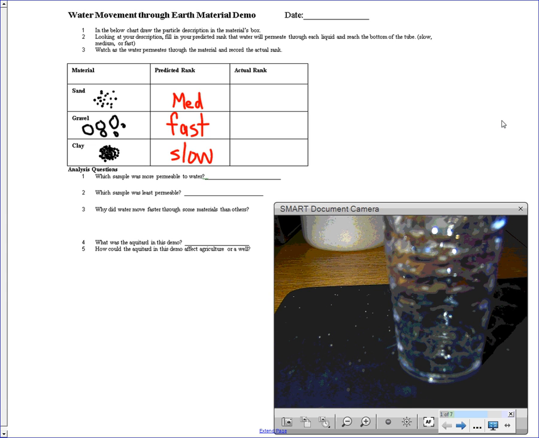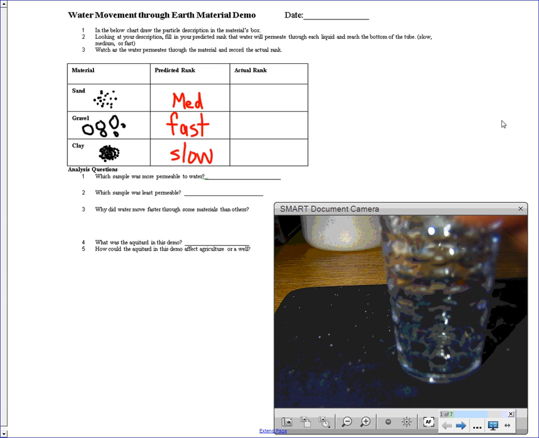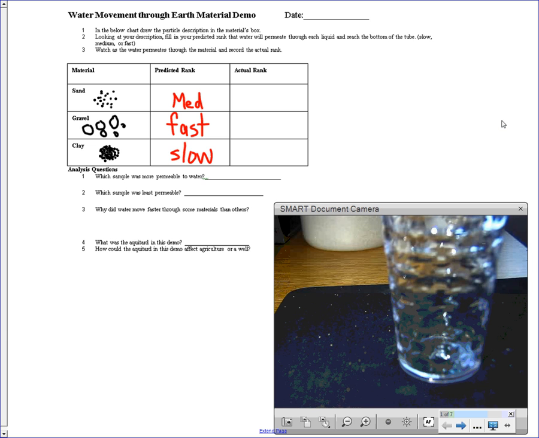I placed the filter with the sand on top. And I'm just using the filter so that the salt doesn't fall through the little holes on the salt shaker. And then we're going to take a look at how fast or slow or medium it flows through.